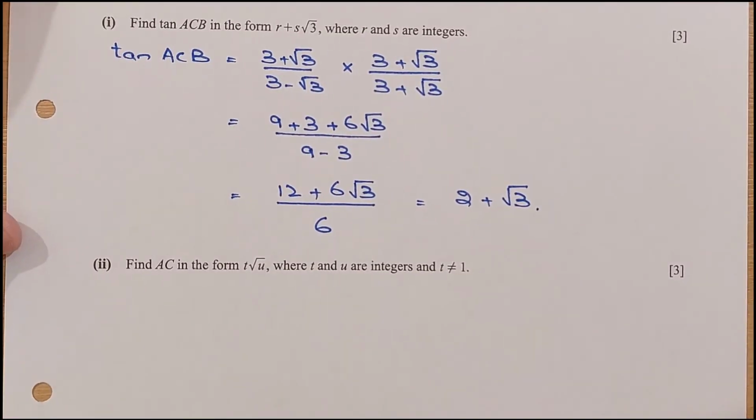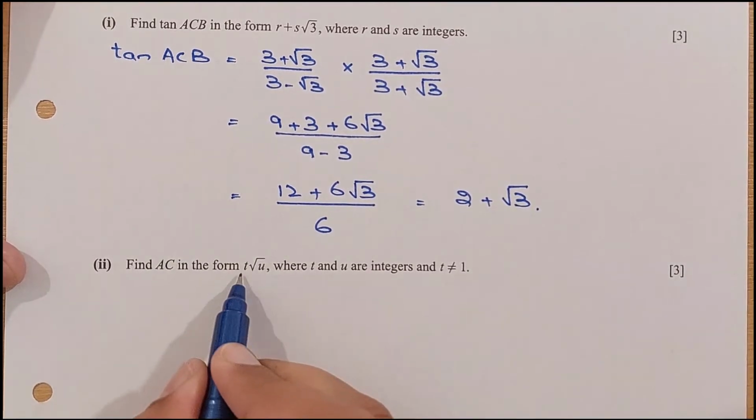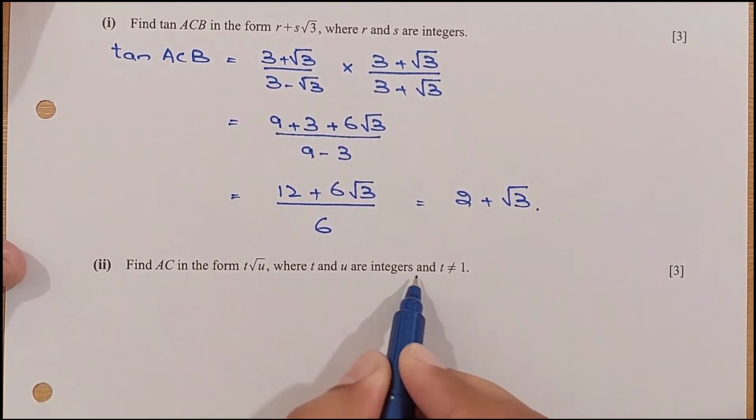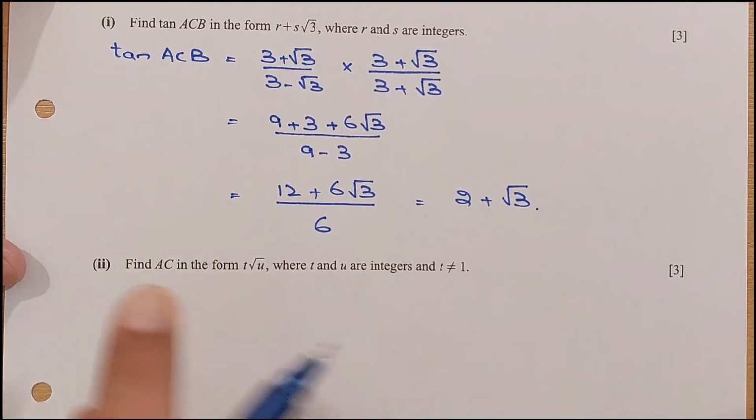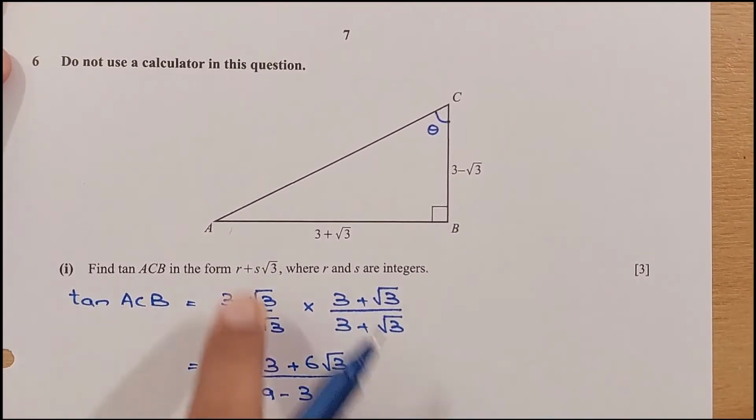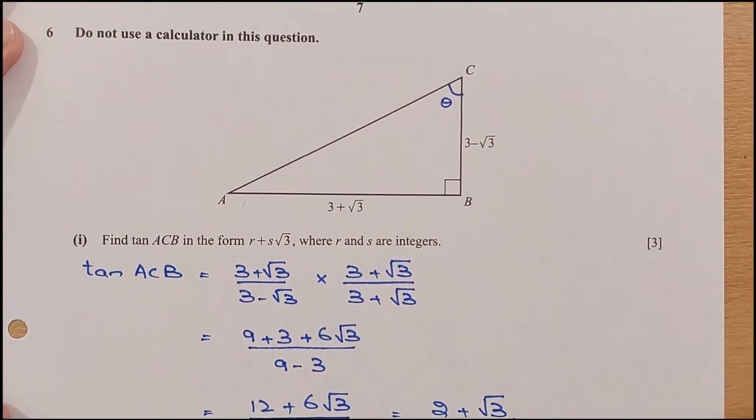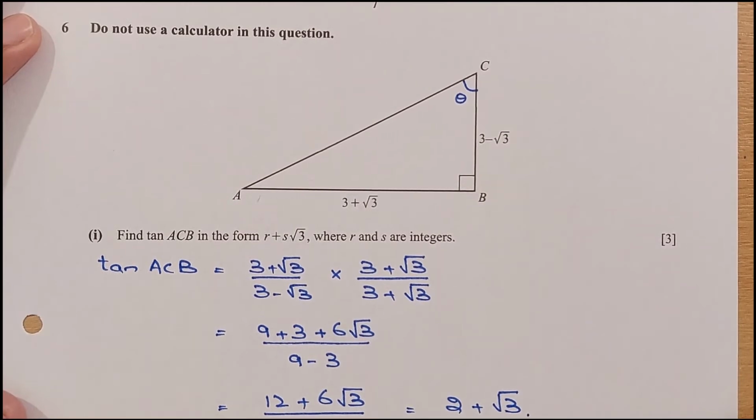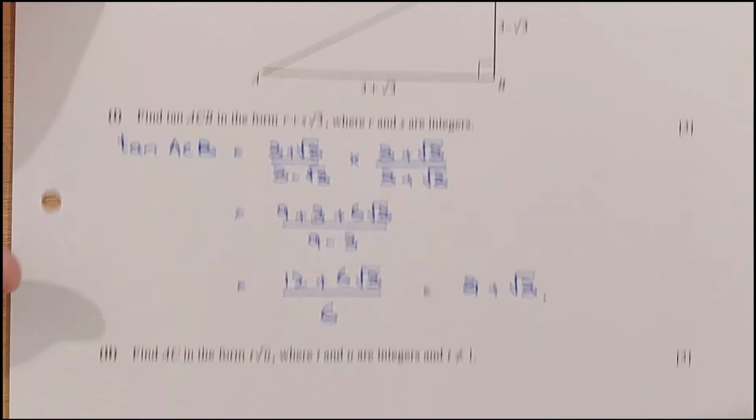Now for the second part, find AC in terms of t square root of u, where t and u are integers and t is not equal to 1. AC is this side. It is a right angle triangle, so we have to apply Pythagoras theorem to find AC. The hypotenuse is AC.